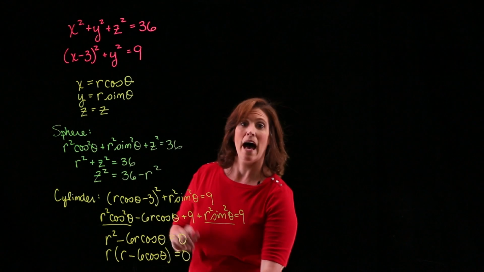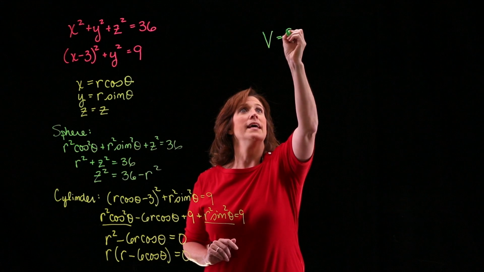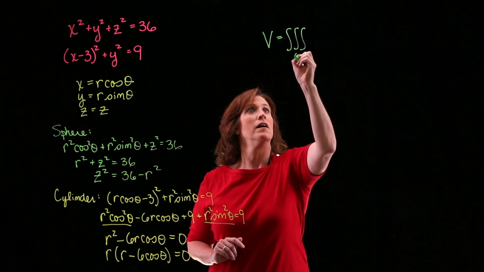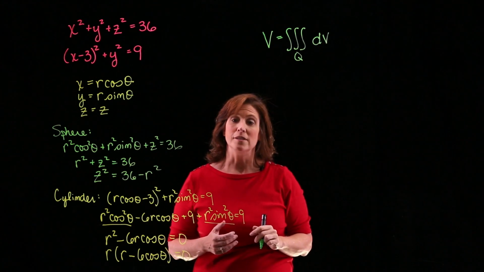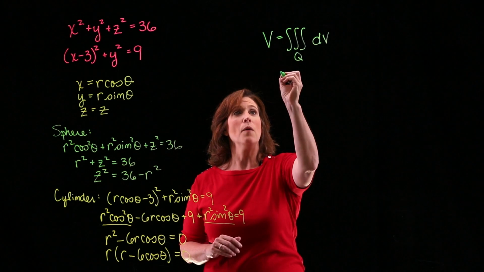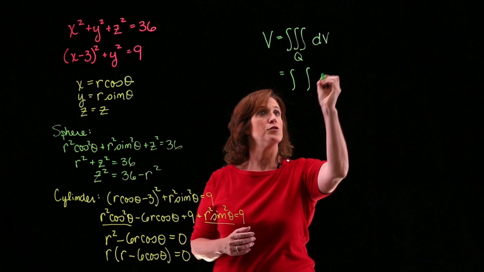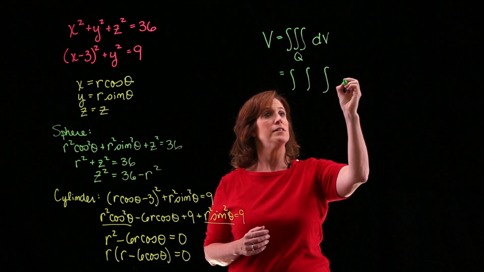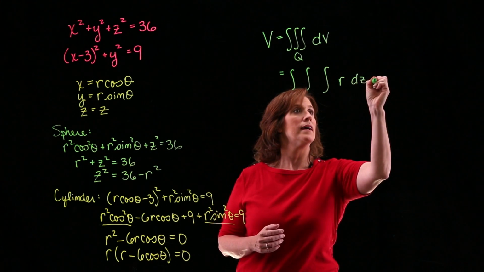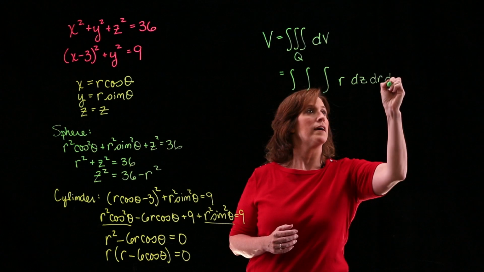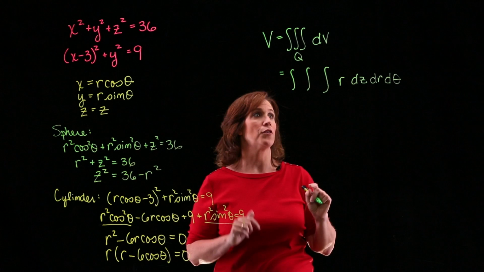Now let's talk about how I find the volume. I know that I can find the volume by taking the triple integral over a solid dV. But that's using the x, y, z coordinates. I want to use cylindrical coordinates, so instead I'm going to use the triple integral, and it's going to be r dz dr d theta for my integrand. So let's take a look at what those limits of integration need to be.